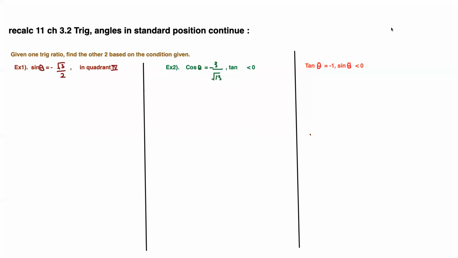Chapter 3.2, trig. We still continue with this section. Trig is really a chapter that you want to dig down and understand really well, because in grade 12 you have 2 chapters on trigonometry. So make sure you understand this well. Here, given one trig ratio, find the other 2 based on the condition given.